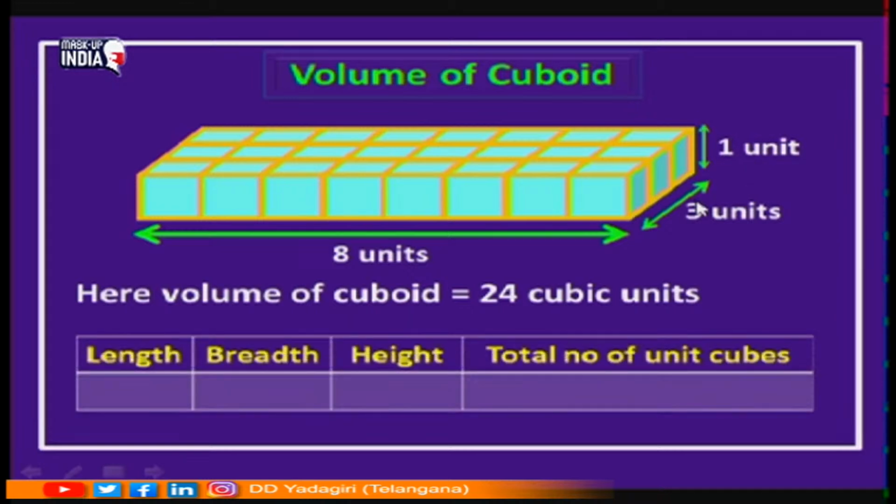Now, let us see how to find the total number of unit cubes in this cuboid formed. The length is 8 units, breadth is 3 units and height is 1 unit. Now, let us multiply length, breadth and height, that is 8 into 3 into 1. What do you get? Yes, 24. So, we got 24 cubic units, and here also we have taken 24 unit cubes only. That means what we have calculated and how we have arranged practically, both are equal.